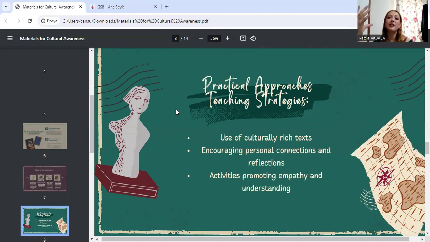Let them imagine the background of that text. Let them think critically about the text and ask their opinions. Let them see through their perspectives. Encouraging personal connections and reflections. Activities promoting empathy and understanding.